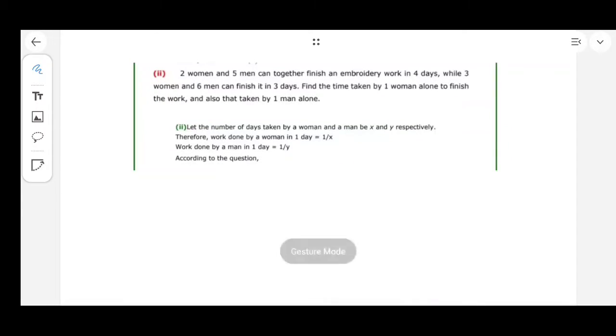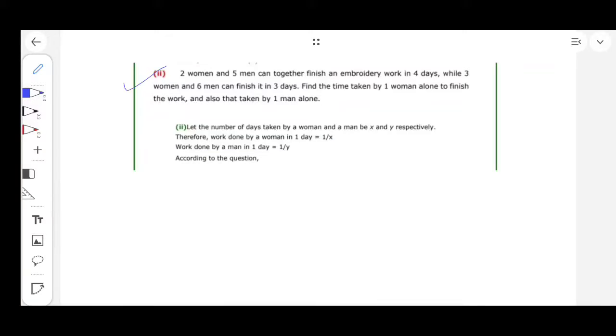Now part 2. 2 women and 5 men can together finish an embroidery work in 4 days, while 3 women and 6 men can finish it in 3 days. Find the time taken by a woman alone to finish the work and also that taken by one man alone. So let's see the solution of this problem.